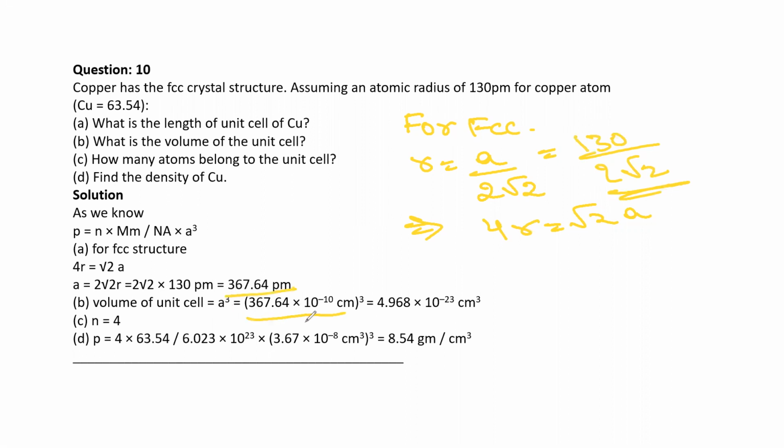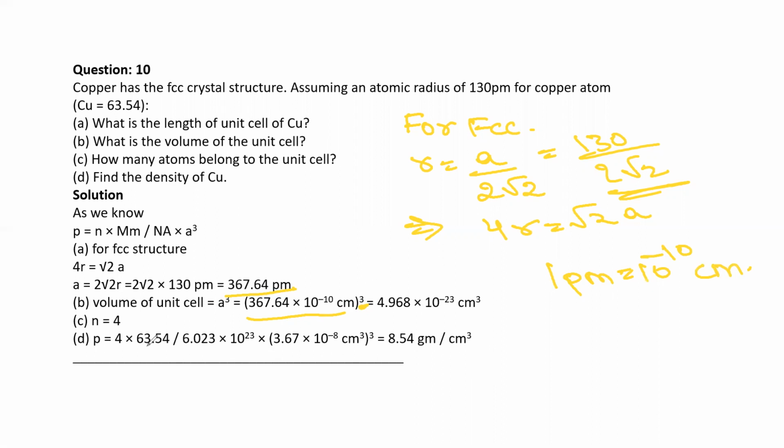And the volume of the unit cell. Volume should be measured in centimeter cube. We already know 1 picometer is equal to 10 to the power of minus 10 centimeters. So the volume of the unit cell is equal to a cube, that is 367.64 into 10 to the power of minus 10 centimeter, cubed. That is equal to 4.968 into 10 to the power of minus 23 centimeter cube. So this is the volume of the unit cell.